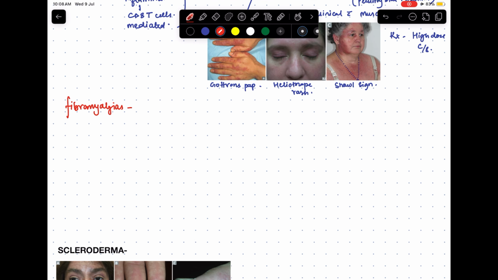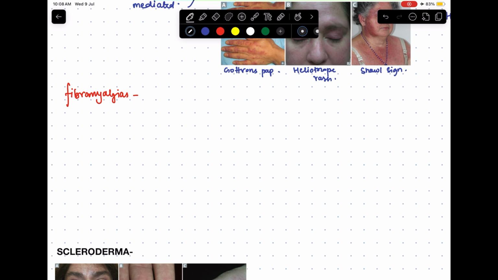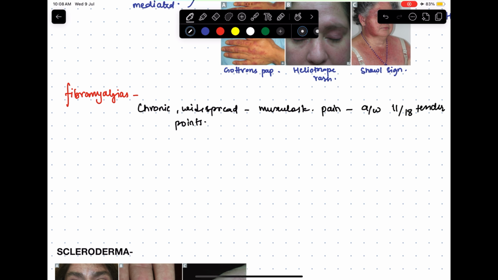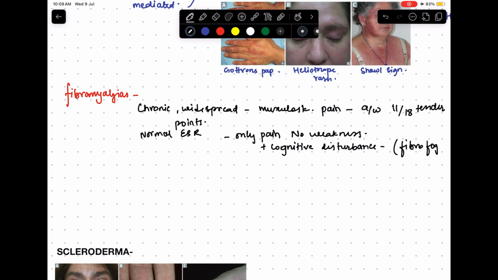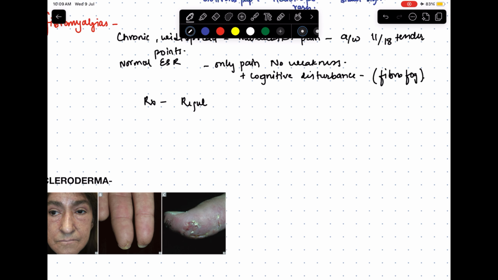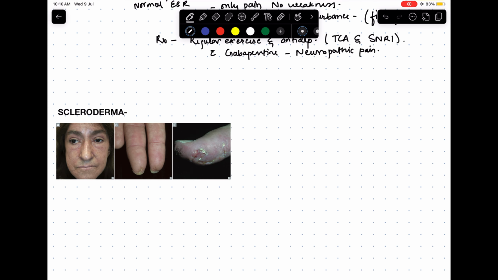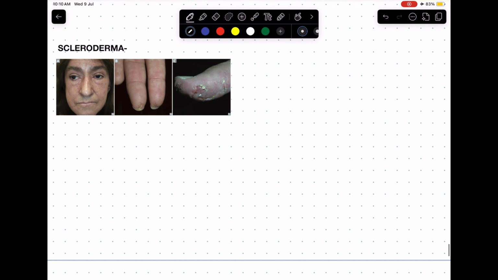The last one is fibromyalgia. So basically there are 18 tender points. Out of 18, 11 should be involved, and there would be pain on those tender points. And then fibromyalgia can have normal ESR levels, and only pain would be a clinical finding, no weakness would be there. Along with that, the patient can experience cognitive disturbances. It is also known as fibro fog. And for the treatment, we are advising the patient to do regular exercises, and antidepressants can also be prescribed like TCAs and SNRIs. And for the neuropathic pain, gabapentinoids can be given.